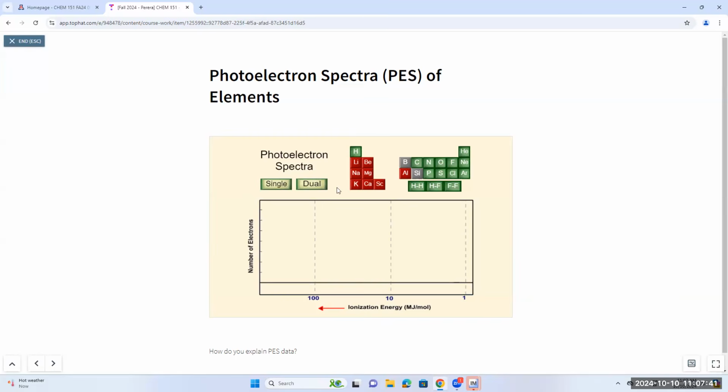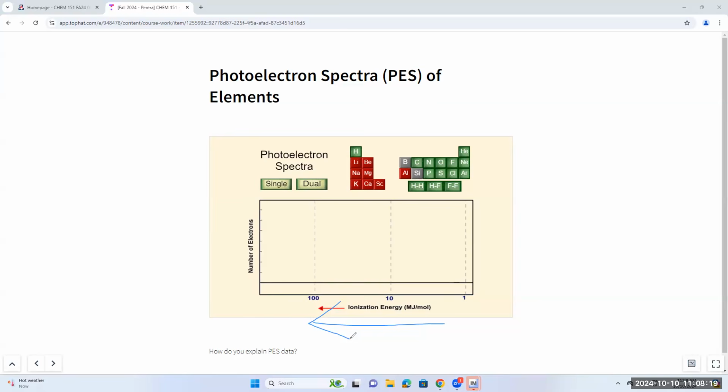Now, before I do that, I want you to pay attention to two things here in the photoelectron spectrum. The y-axis is the number of electrons, and the x-axis is the ionization energy. Now, here's the problem though. The ionization energy increases from right to left. Okay, we need to get used to it. You can see that the ionization energy increases in this direction, not the other way around. That's the way the photoelectron spectra are presented to us, so we just want to get used to it.